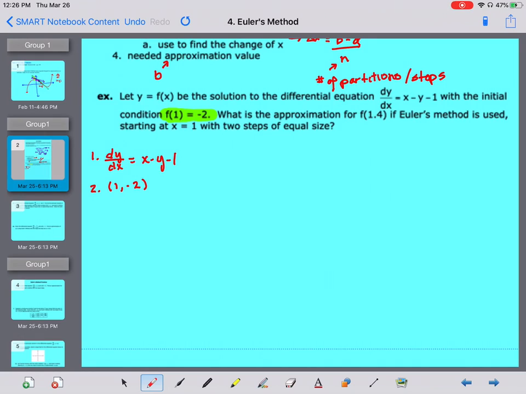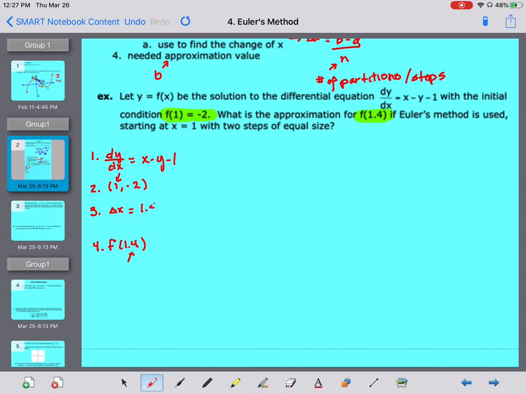Third thing we need is the change of x. And that's something that we're actually going to have to calculate. So I always skip 3 and go to 4 because 4 is going to give us our b value. And our b value is the value that we're trying to approximate, which is at f of 1.4. So we're trying to find f of 1.4. Our a value is the starting point. Our b value is the ending point. That's why I skip over and go to 4.